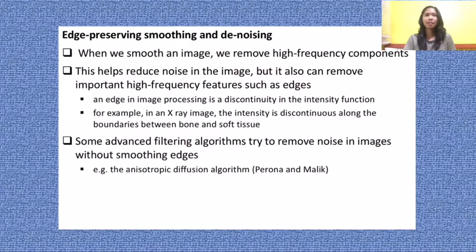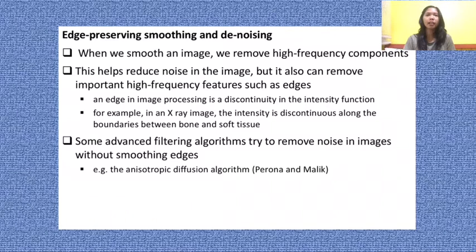Edge preserving, smoothing, and denoising. When we smooth an image, we remove high-frequency components. This helps reduce noise in the image, but it also can remove important high-frequency features such as edges. An edge in image processing is a discontinuity in the intensity function. For example, in an X-ray image, the intensity is discontinuous along the boundaries between bone and soft tissue.